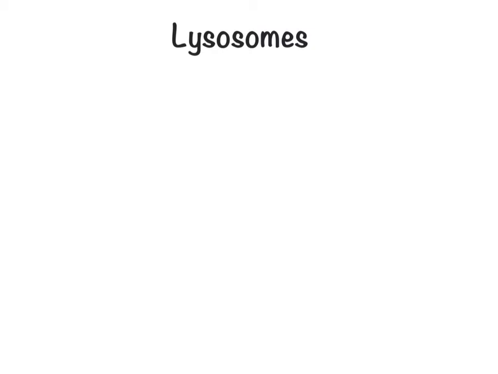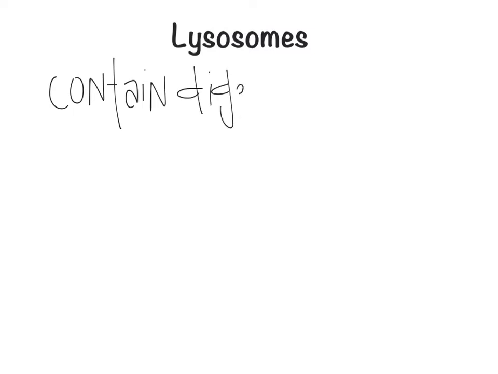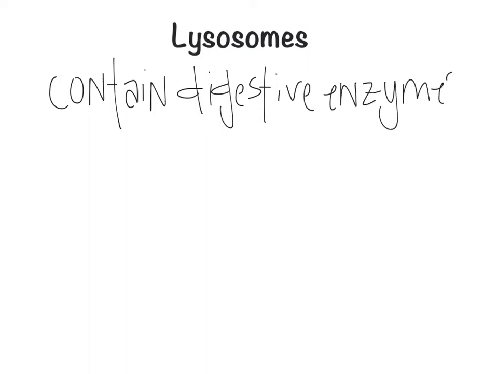So I'm not going to have you label these because normally they're just little small circles or spheres, so they're hard to distinguish. But what I do want you to know is their function. So for lysosomes, they will actually contain digestive enzymes, and those are going to be used to break down things.